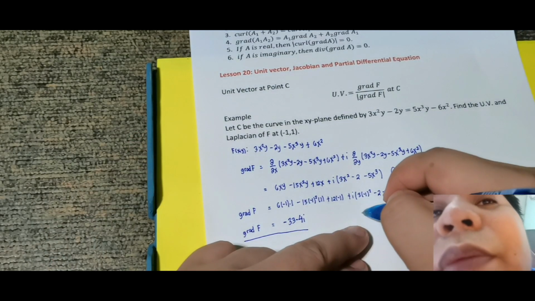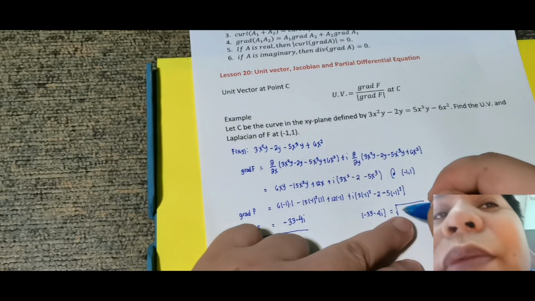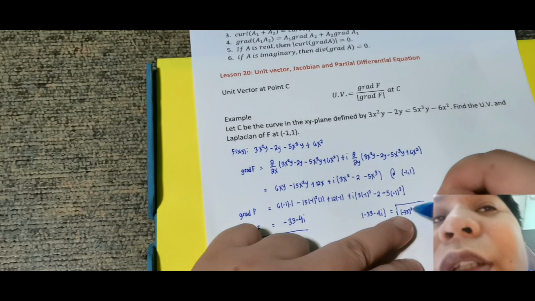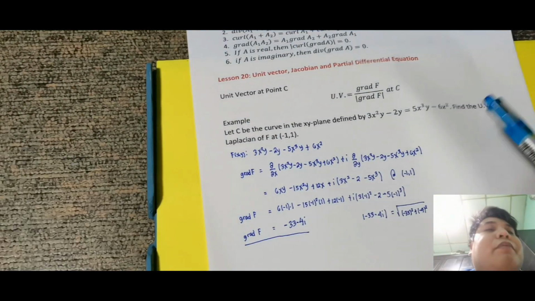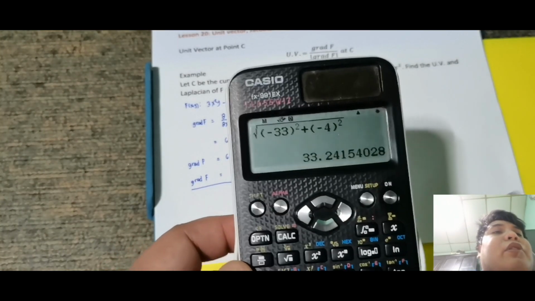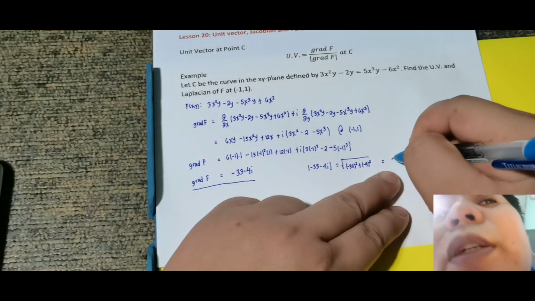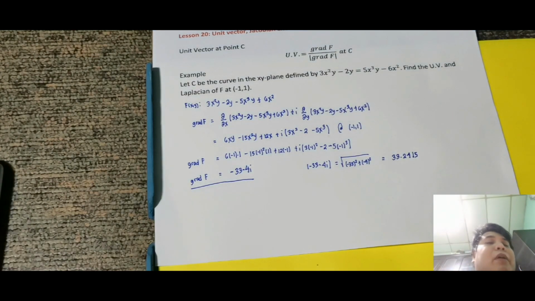Okay, note that yung modulus ng negative 33 minus 4i is equivalent sa square root ng negative 33 squared plus negative 4 squared. So, square root ko lang. So that is equivalent sa square root ng negative 33 squared plus negative 4 squared. Okay, so check natin. So what is the modulus? The modulus is 33.24. So this is approximately 33.2415, since lagi naman ako nagpapakuha ng 5 decimal places.